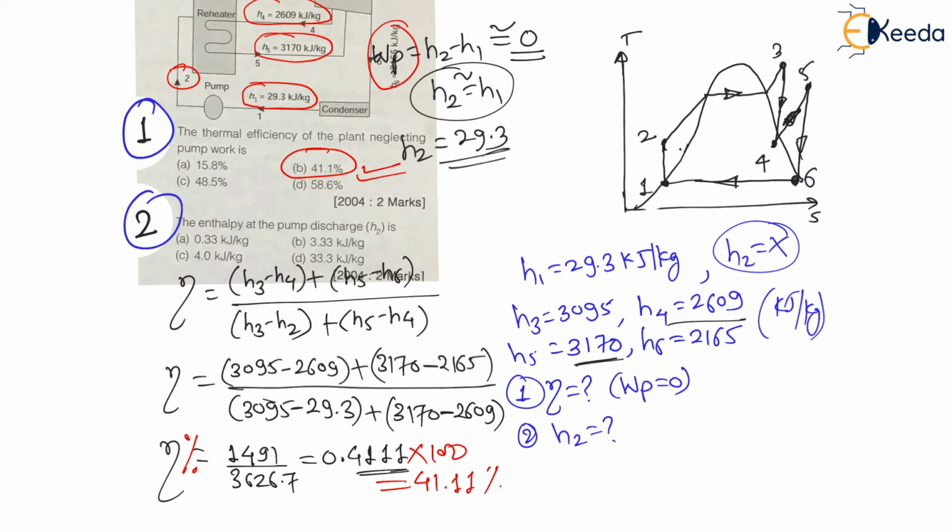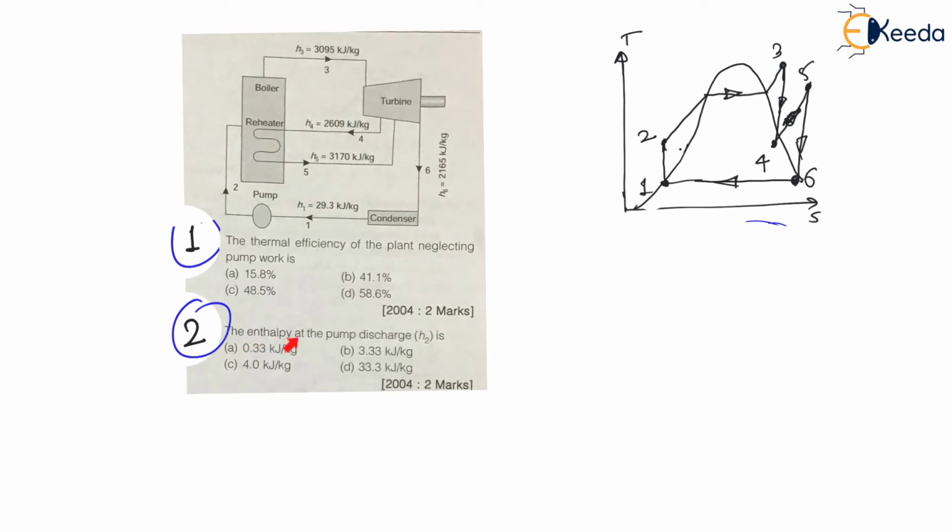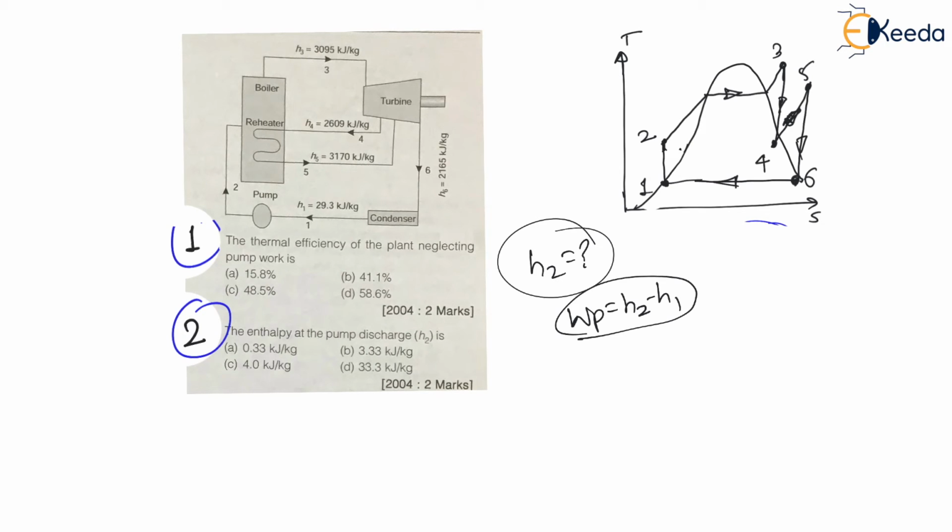Now let us solve the second question. The second question is: the enthalpy at the pump discharge, H2, is? Now my dear students, they are asking what is H2. Now we know that work of pump is nothing but H2 minus H1, but they are saying to ignore this pump work. They are asking in the question to take this equal to 0. That means we can say H2 is equal to H1, which is nothing but 29.3 kilojoule per kg.